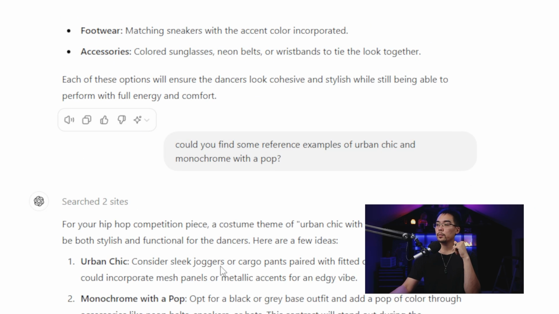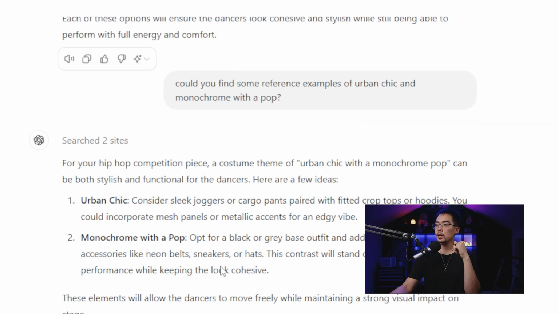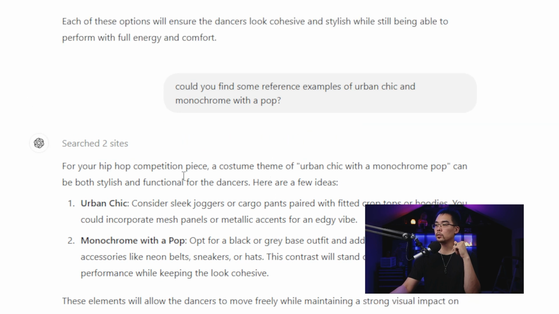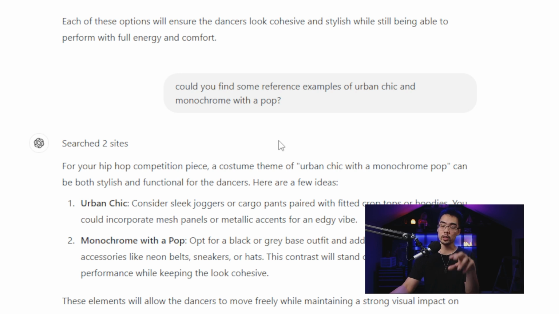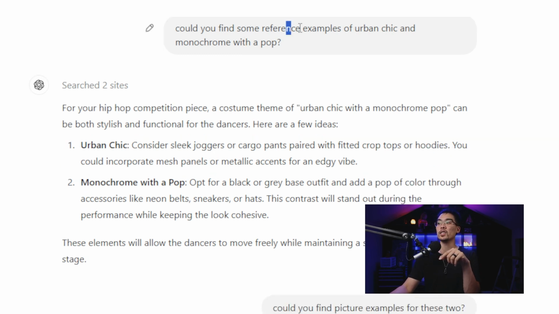So I asked for some reference images. What I was hoping it would do is give me some Google search results and some actual pictures of this thing, or generate some images, but I think it was a little too vague. And so this time, when I said reference examples, to be fair, I didn't say pictures, but I did try saying pictures later, and it still didn't work.